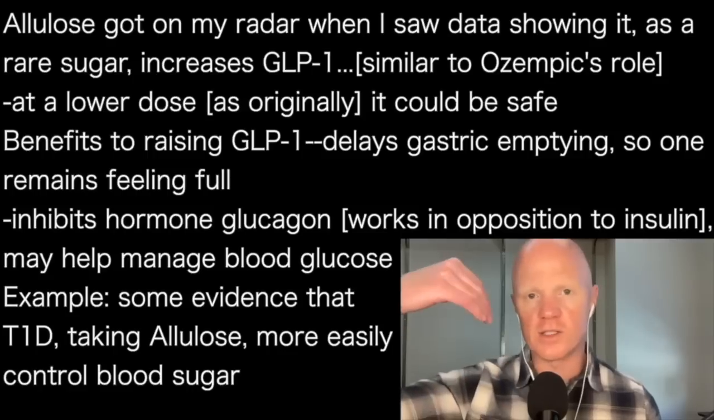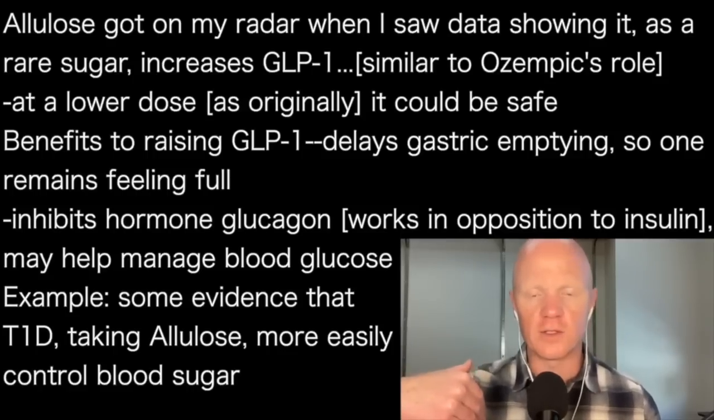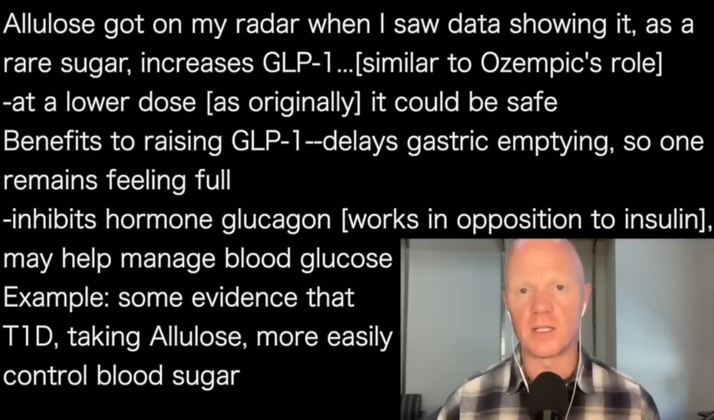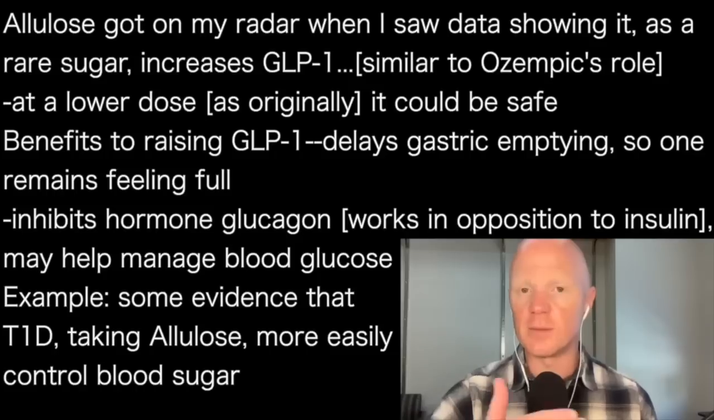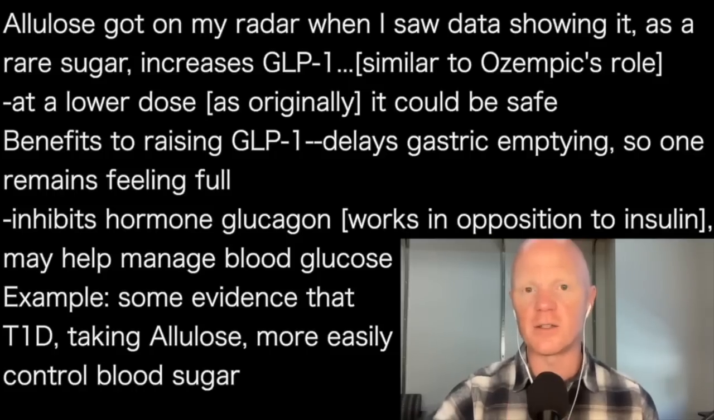Whereas insulin wants to lower blood glucose levels, glucagon wants to increase blood glucose levels. And so if GLP-1 is increased and it's inhibiting glucagon, we can see that that's another mechanism whereby allulose may be helping correct blood glucose.